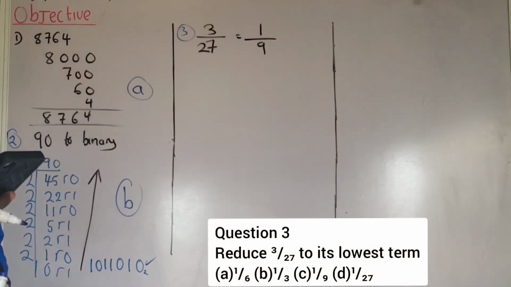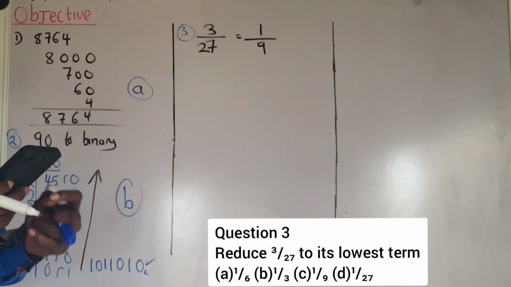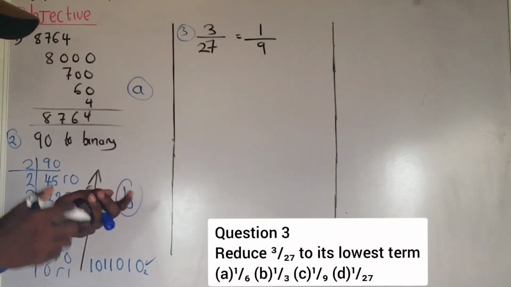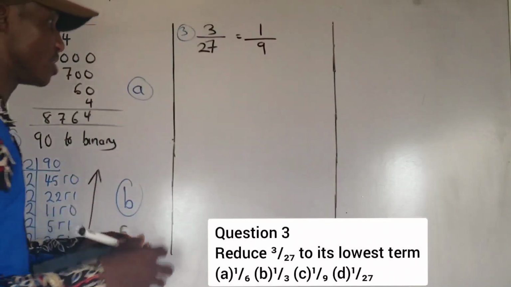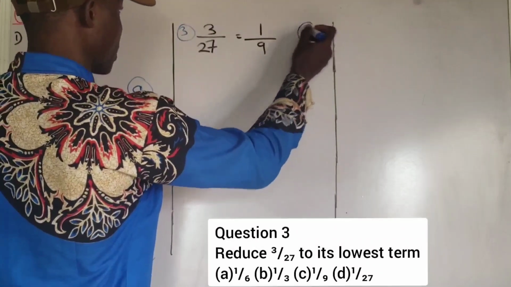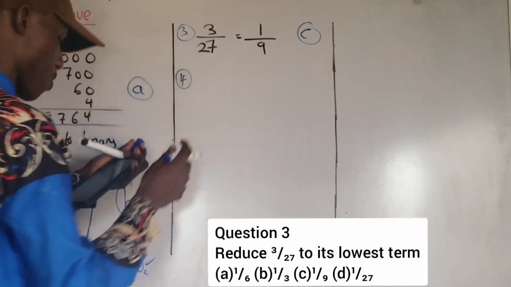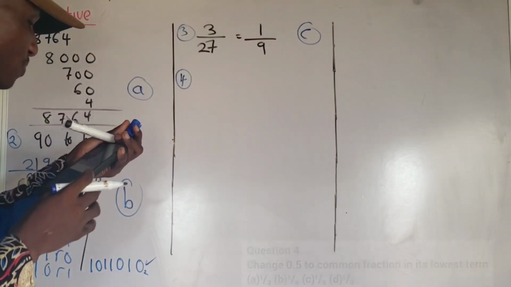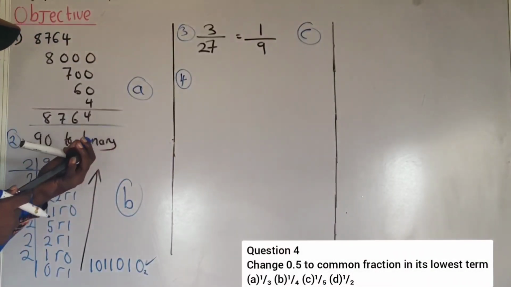Option A is 1 over 6, option B is 1 over 3, option C is 1 over 9, option D is 1 over 27. The right option is option C, which is 1 over 9. Option C is correct. Okay? For question 4, change 0.5 to a common fraction in its lowest term.